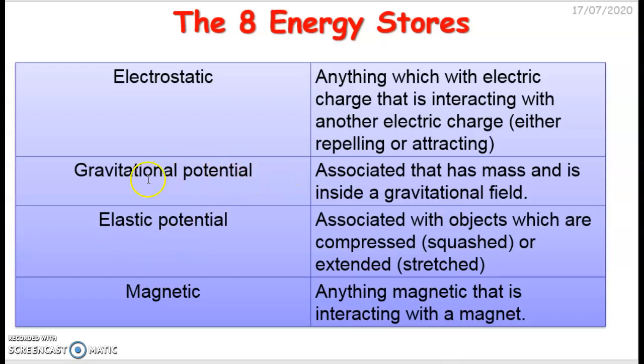We'll cover calculating gravitational potential energy stores later on in a future lesson. So we've got electrostatic, gravitational potential. That's due to, an easier way of saying that is the height above the ground. So something that's got mass and is inside a gravitational field. Elastic potential energy, to do with objects being compressed or extended. Okay, so you fill those in, and then we'll move on to looking at how we get changes between different energy stores.